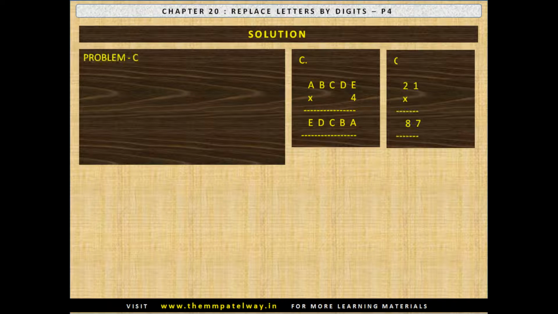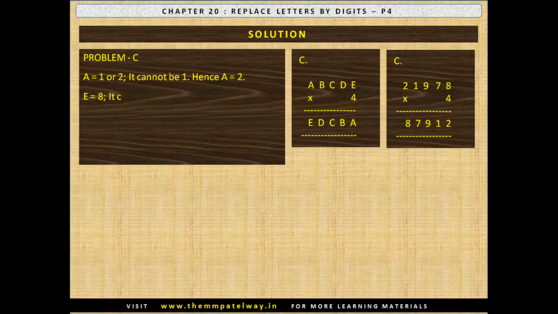Now we come to problem C. Now A can be either 1 or 2. It cannot be more than 2 because A into 4 doesn't result in any carry. Now A cannot be equal to 1, reason A is in the table of 4 and therefore it has got to be even. Hence A is equal to 2. Now E can be either 8 or 9. However, it cannot be 9 and therefore E equals to 8.